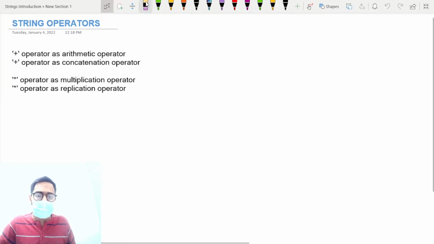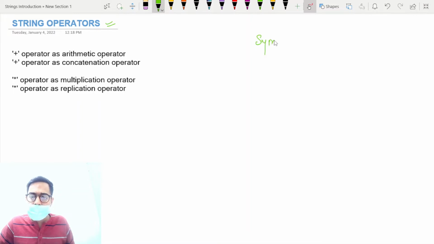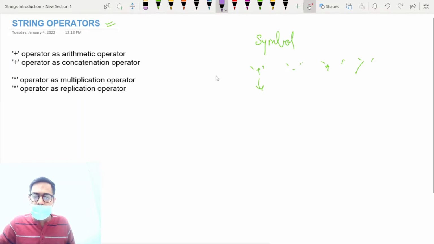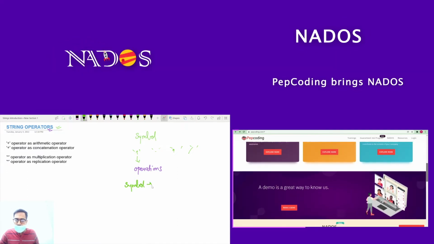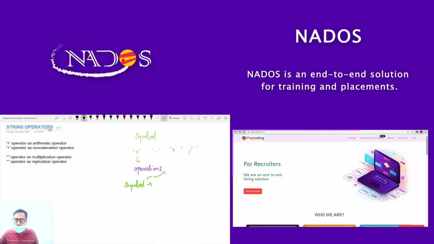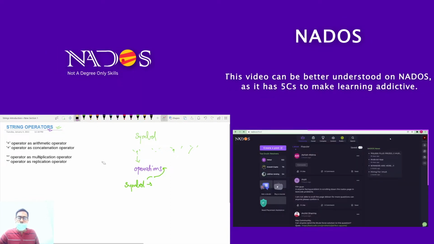What do we mean by operators? Operators are nothing but symbols. For example, you have plus, minus, multiply, divide. These symbols perform several operations. That's why they are termed as operators. So remember this point: operators are just symbols that perform certain operations.